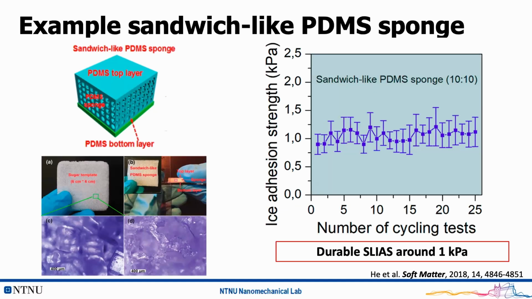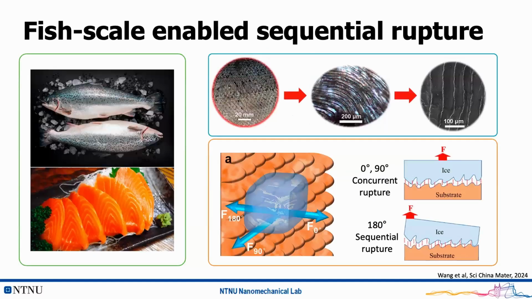Then we are thinking that if we can use another way to create a new fracture mode to further reduce the ice adhesion. So here is the Norwegian salmon. It's not only very nice meat, it can also serve as our experimental material.